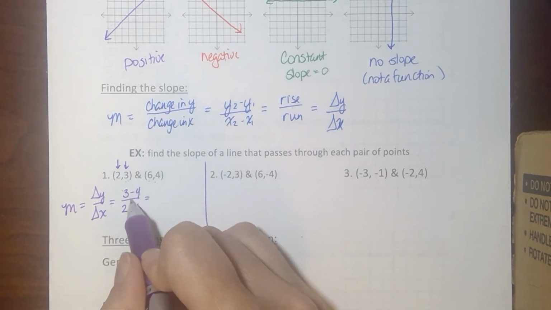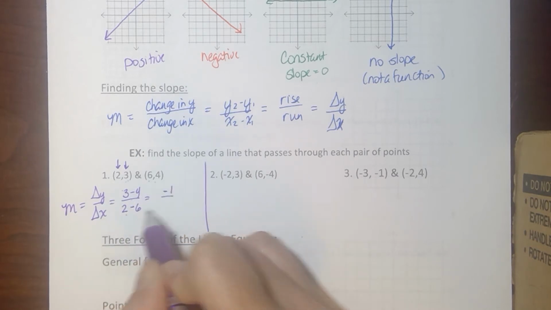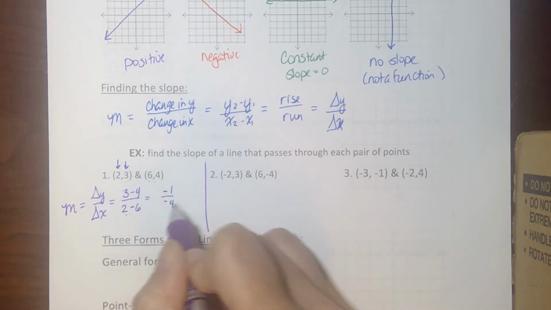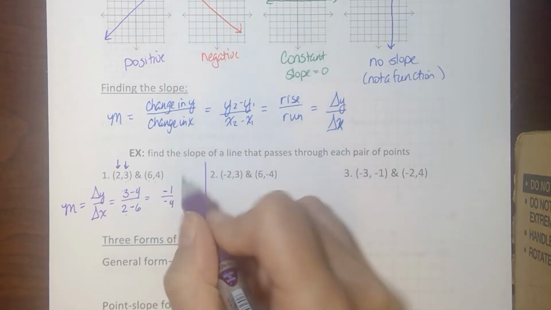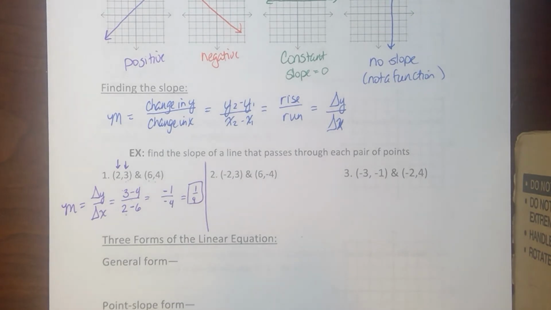So that gives me 3 minus 4 is a negative 1. 2 minus 6 is a negative 4. A negative divided by a negative is a positive. So my slope is a positive 1/4.